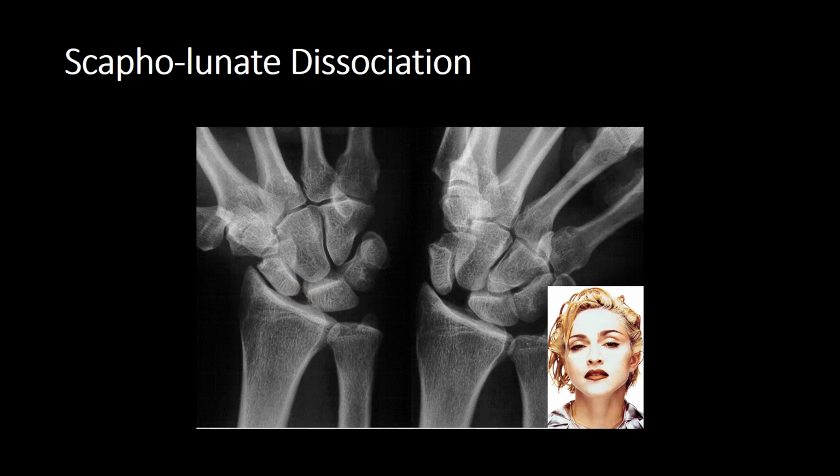Conversely, if you want to adequately demonstrate scapholunate dissociation, you put the patient into ulnar deviation, and this will elongate the scaphoid and highlight if there has been disruption to the scapholunate joint with diastasis. This sign is sometimes referred to as the Madonna sign, after the singer who has a gap between her two front teeth. So this gap here is referred to as the Madonna sign.